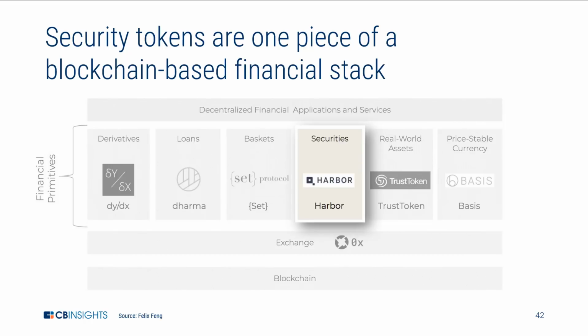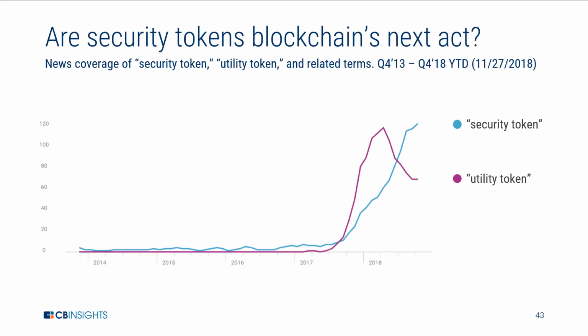The idea here is that blockchain technology will allow for a new decentralized financial stack. And just like utility tokens are trying to build decentralized applications for a decentralized web, security tokens are trying to build decentralized ownership records for a decentralized financial system. And according to news coverage, security tokens look like they're the new narrative in this sector, recently surpassing utility tokens in terms of news coverage.